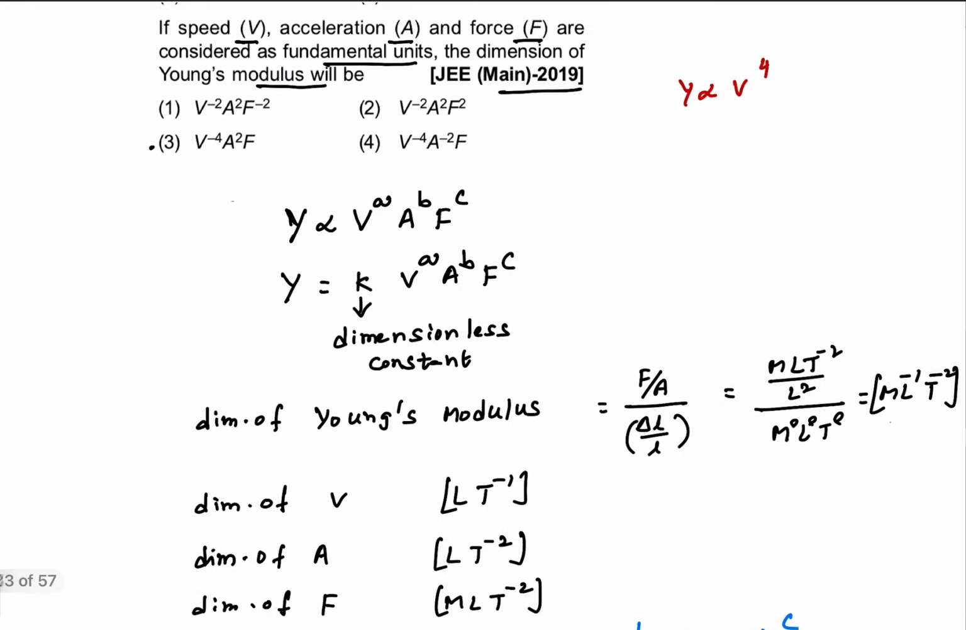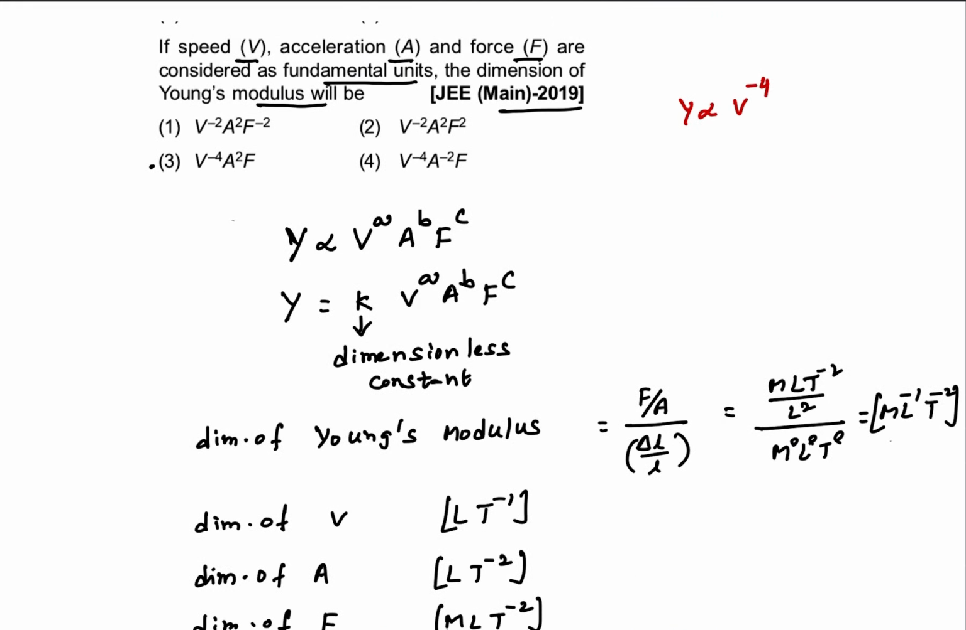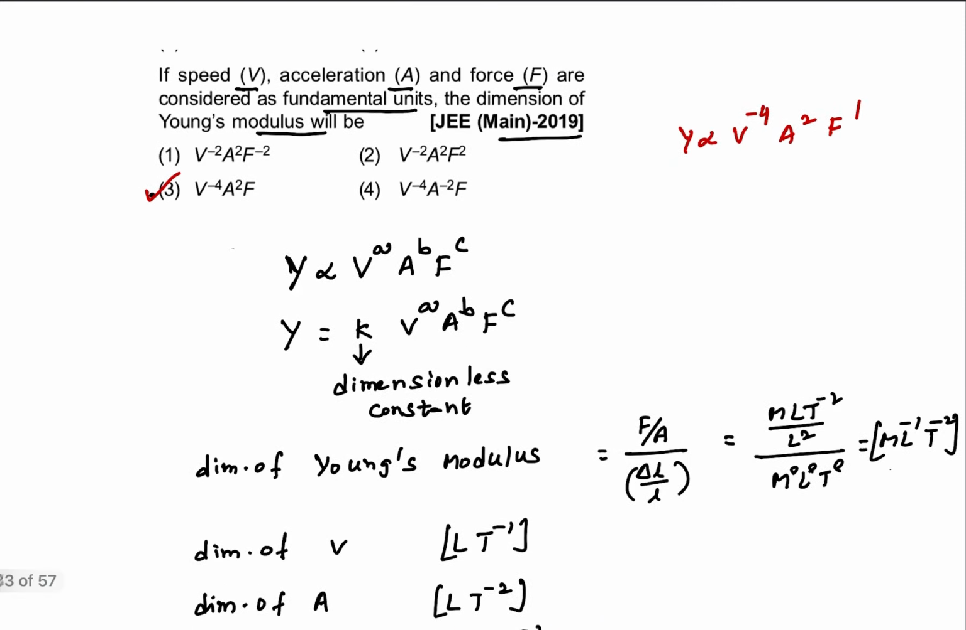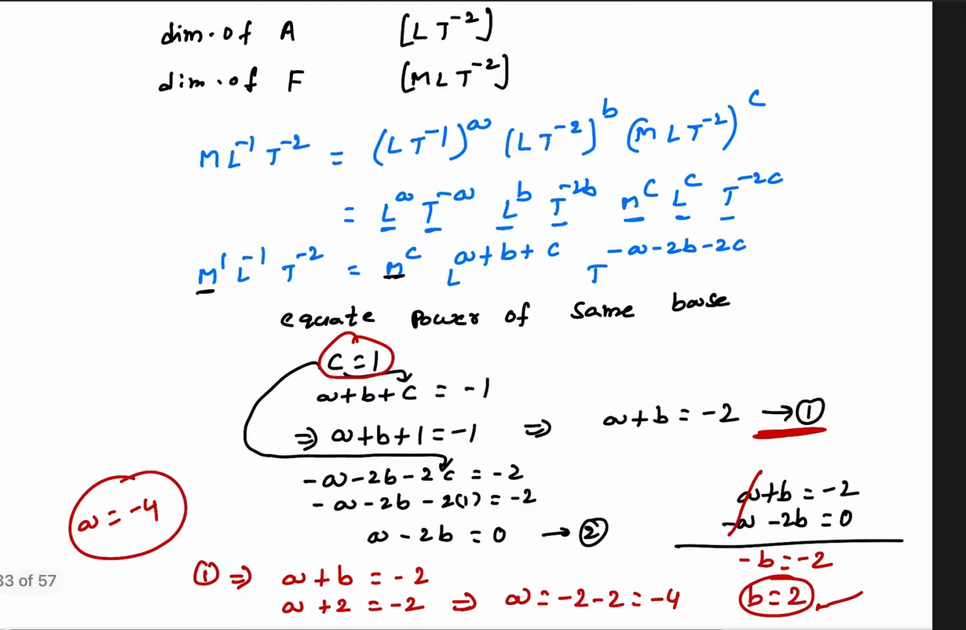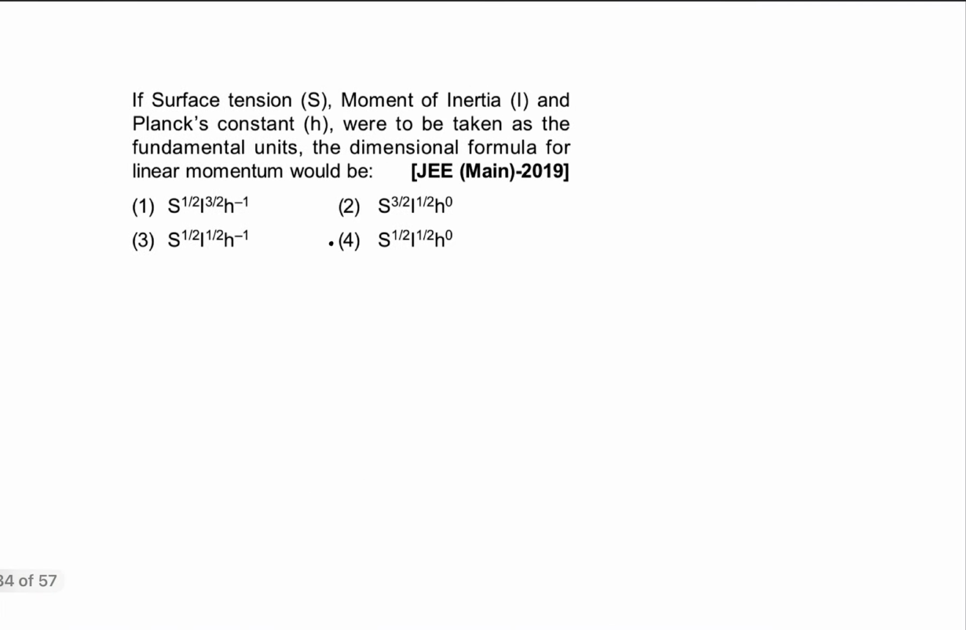Write carefully all this. Actually I have taken the first equation, minus a plus b. So from this you can write v power minus 4, a power 2, f power 1 is there. So the option is 3. We can observe that the first question answer is 3. Take equations properly. Next one.